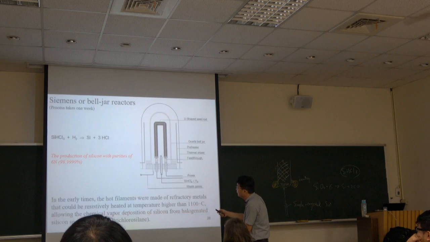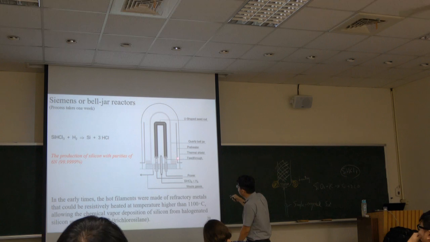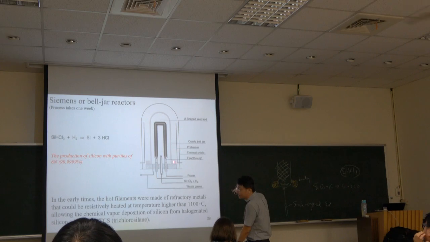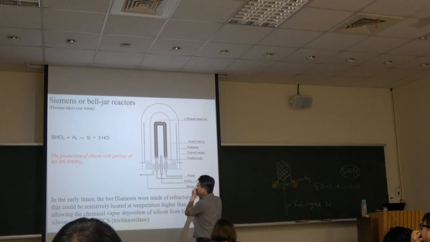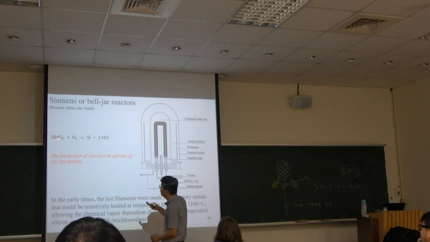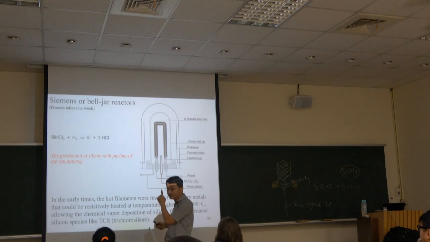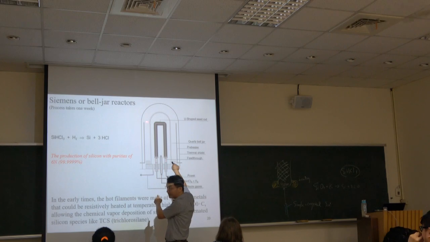This SiHCl3 will flow into this chamber. Be careful, you can see right here is a preheater, right? If we apply the heater and increase the temperature, you could see the SiHCl3 will be dissociated, and then become silicon vapor surrounding the inside of the chamber.